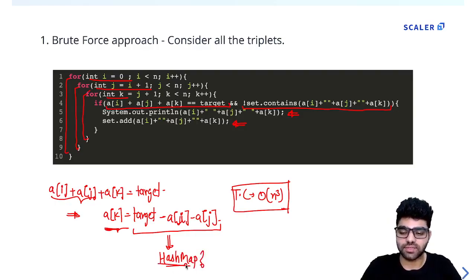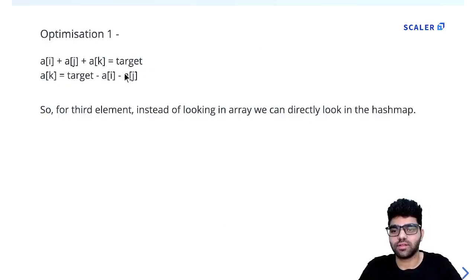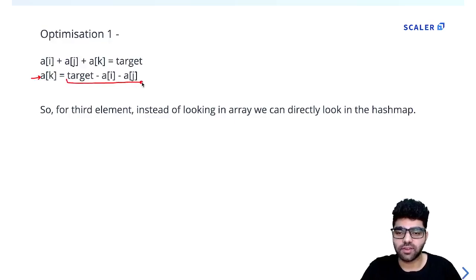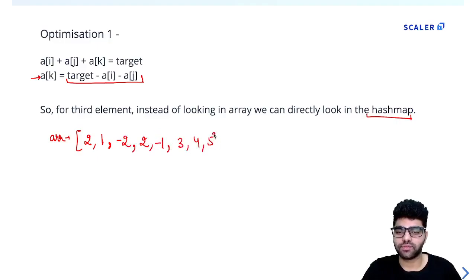Let's try to consider this. This is nothing but my third element. What should be the value of the third element? Target minus array of i minus array of j. So I'm going to look for this third element in the hash map. Consider one example. The elements are 2, 1, minus 2, 2, minus 1, 3, 4, 5, and my target is 6.